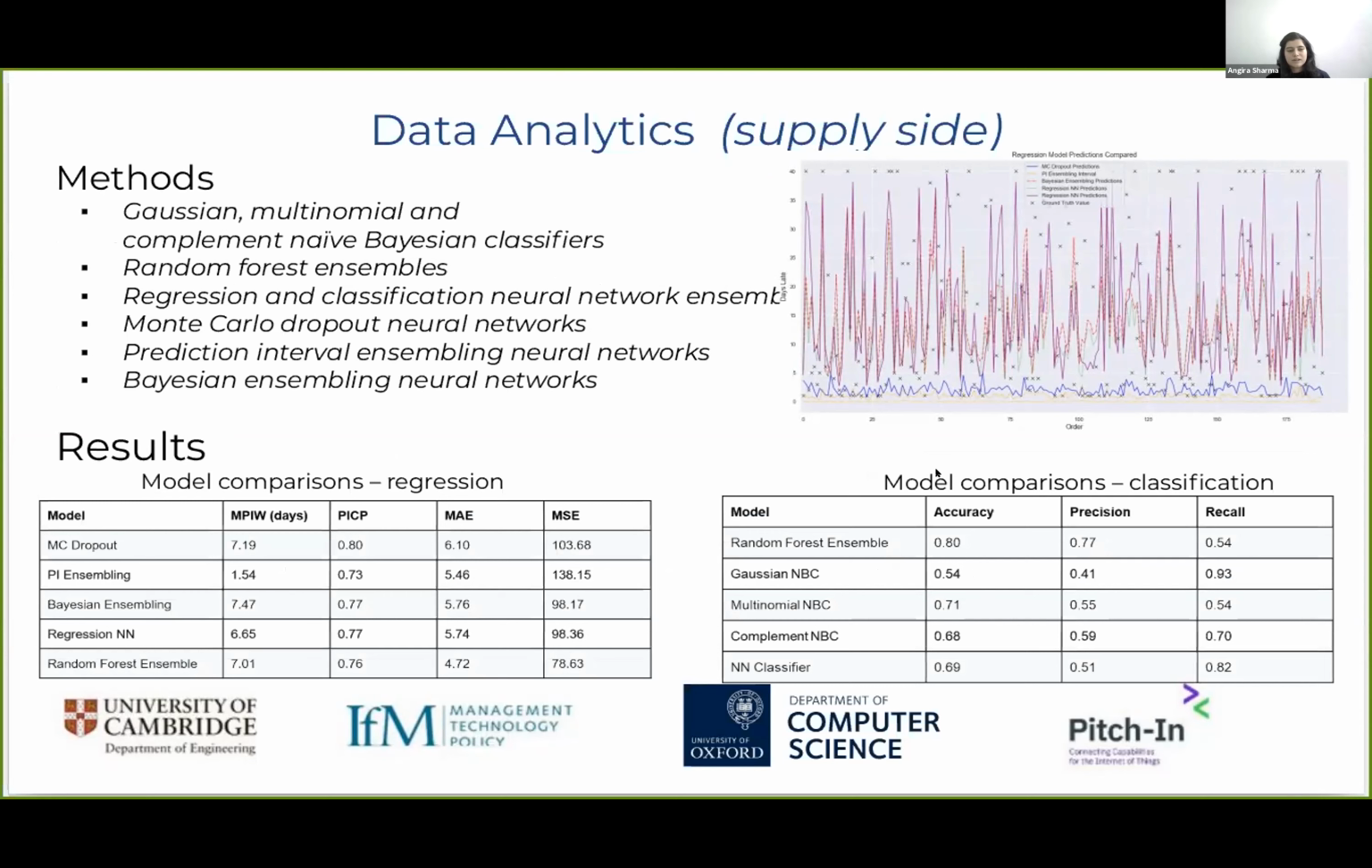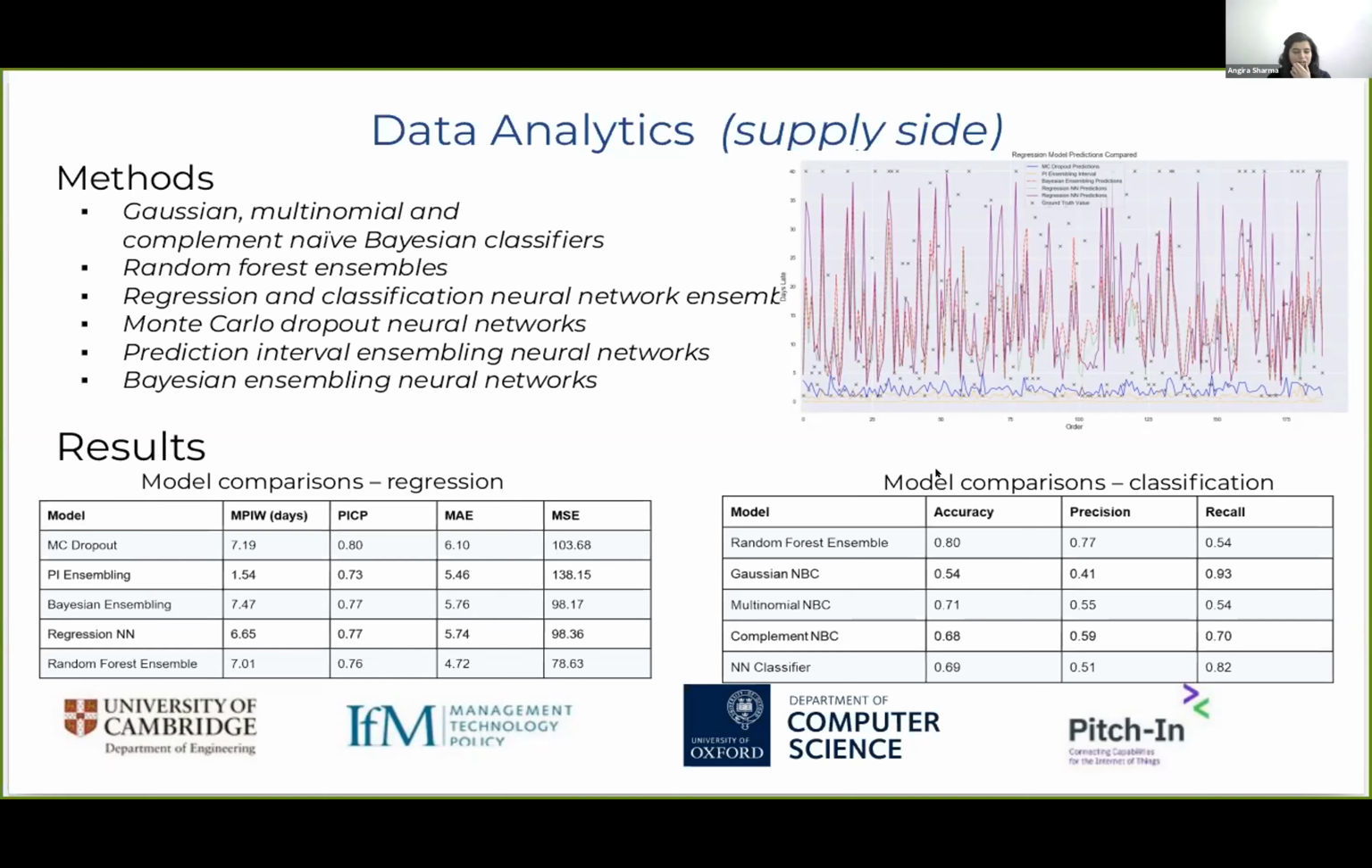On the supply side, we conducted a bunch of other machine learning methods, and the target was to predict lead times and also uncertainties. The results were slightly better because we had a bit more data here, and random forest ensembles work well in this case.